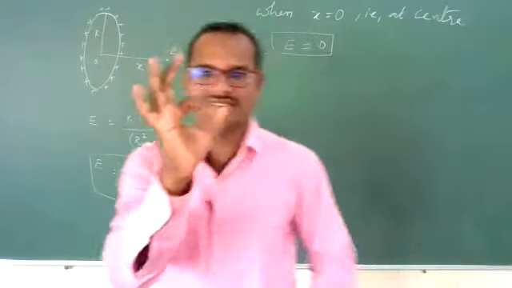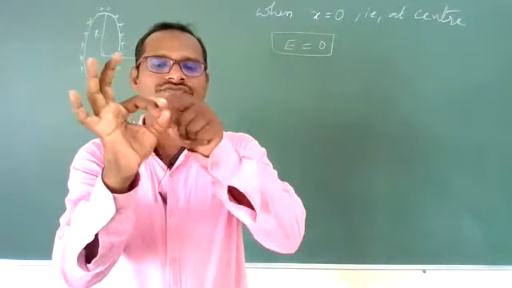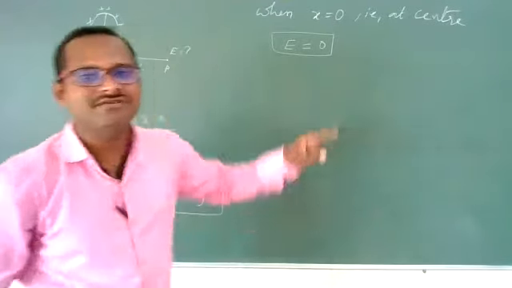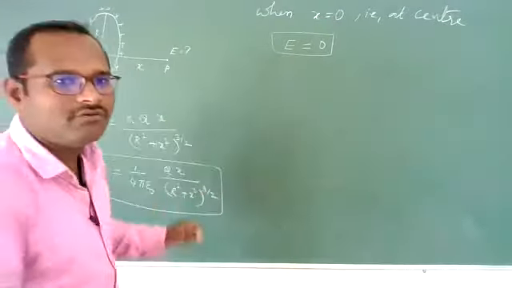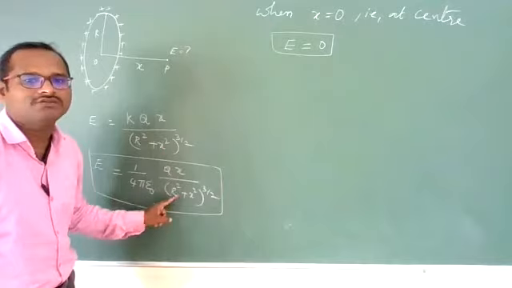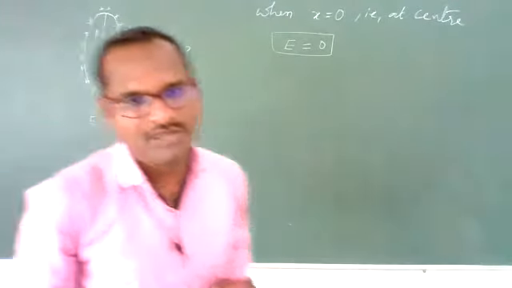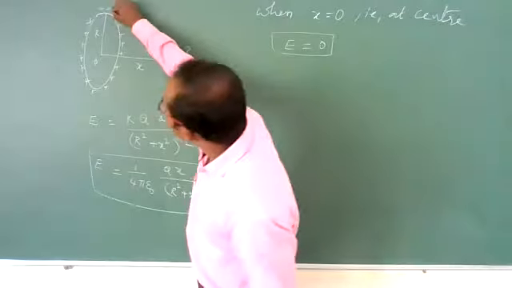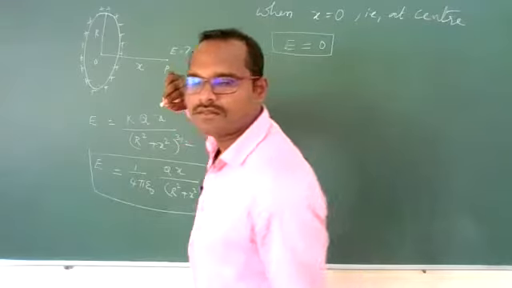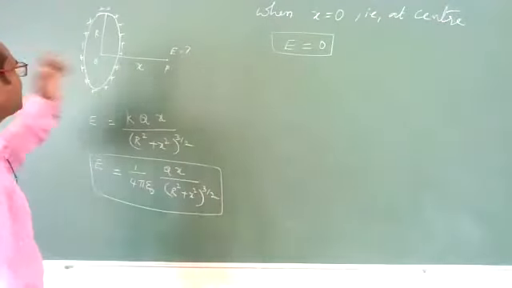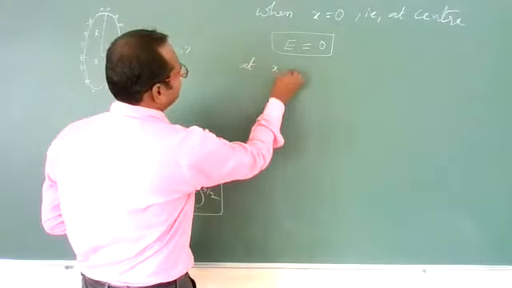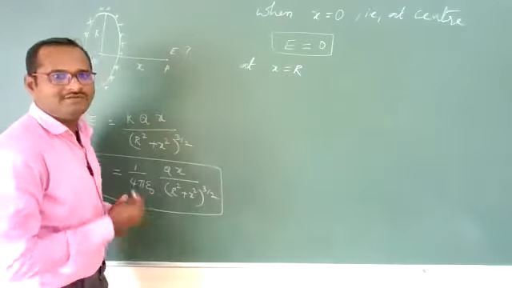So one circular ring is there, and on its circumference, Q charge is uniformly distributed. At its center exactly, the electric field will be 0. On the axial line, at a distance x, the electric field is 1 by 4 pi epsilon naught, Q into x by (R square plus x square) whole power 3 by 2. Now, at any point on its surface, what will be the electric field if you want? Exactly at x is equal to R, you take.